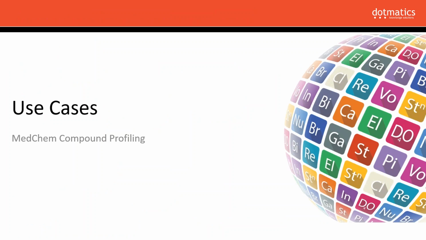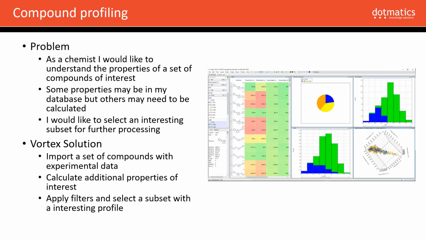The first one is very simple, for profiling compounds as a medicinal chemist. And this is partly to allow us to actually introduce the product to you and see the basic capability. So as a chemist, I'd like to understand the properties of a set of compounds that I have of interest. Some of the properties may be in my database or in the file, in this case, that we're going to load, but others may need to be calculated. And then having got all my data together, I'd like to select an interesting subset for further processing.